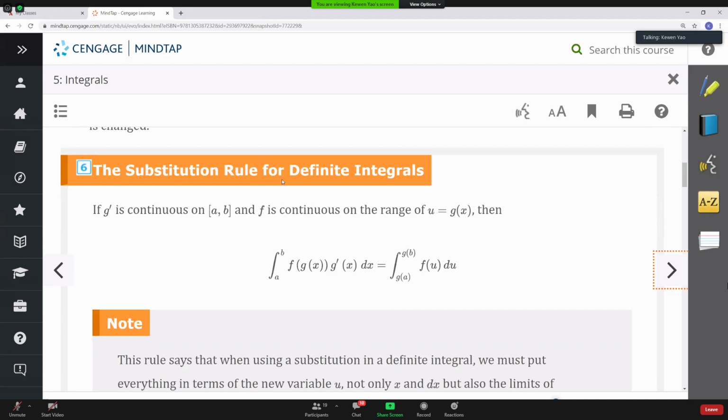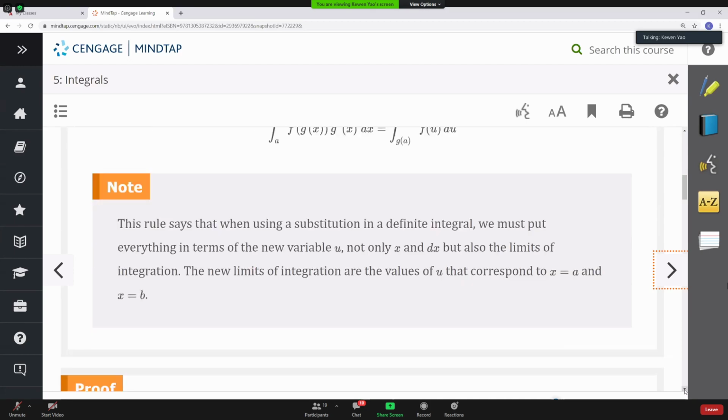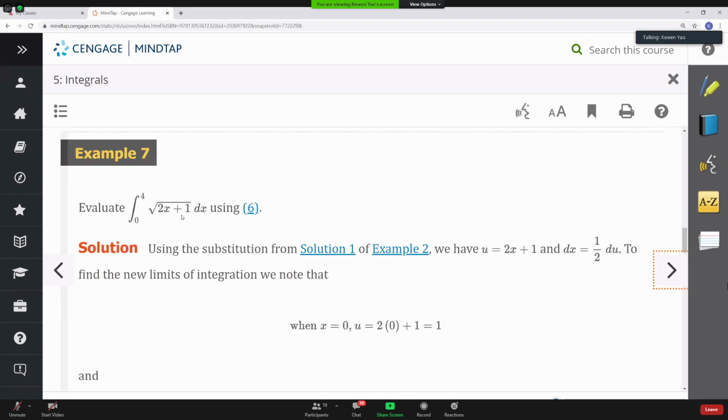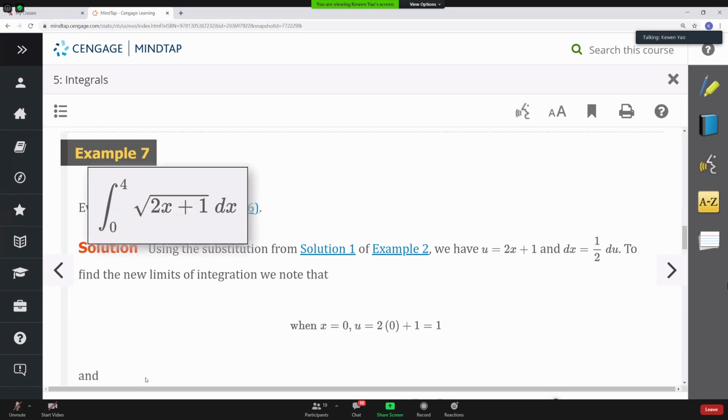The substitution rule for definite integrals. The idea is similar, but you have to change the limits in terms of u. So let's do one example here. Evaluate this. It is definite, right? Lower limit is 0, upper limit is 4, and inside is square root of 2x plus 1. Let's use the same idea, u equal to 2x plus 1, and let's do it.